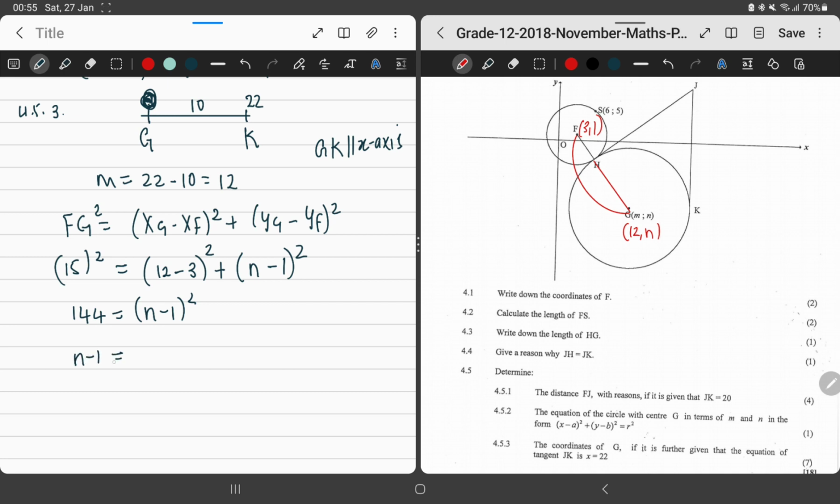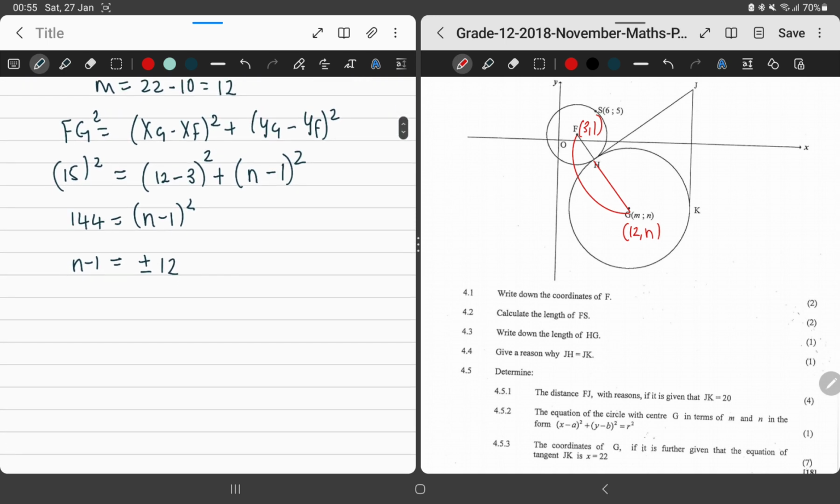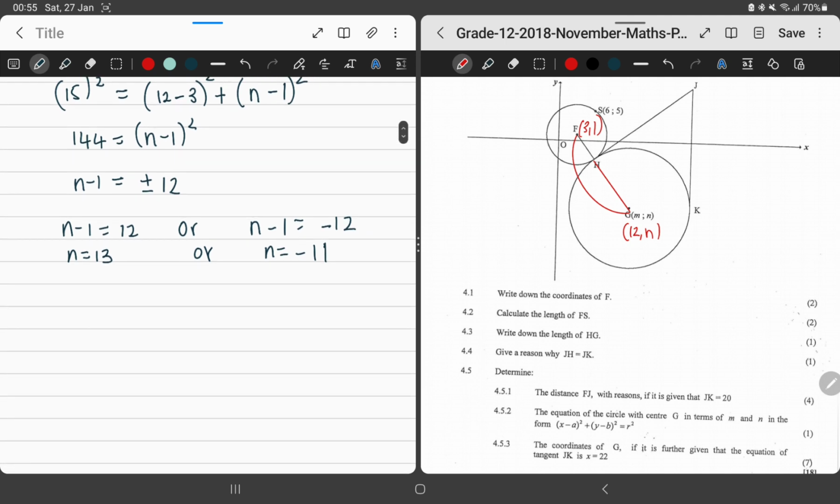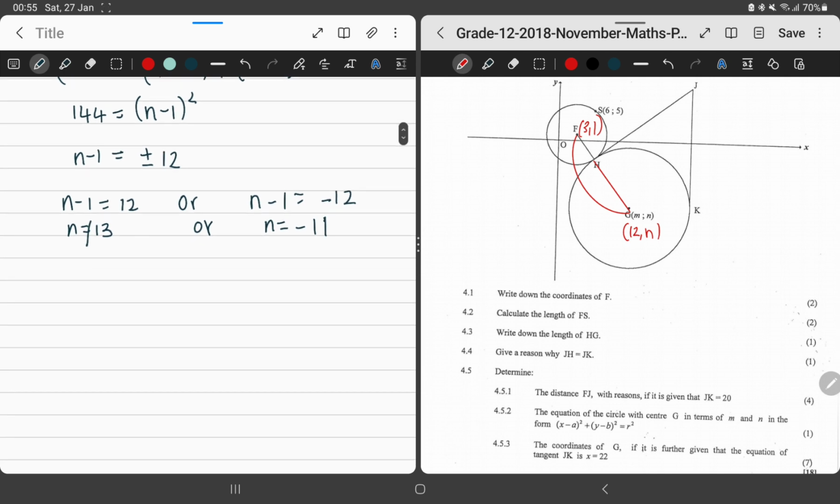So n minus 1 is equal to plus or minus 12. I just took the square root of both sides. n minus 1 is equal to 12, or n minus 1 is equal to negative 12. n is equal to 13, or n is equal to negative 11. The value of y in the fourth quadrant cannot be positive, so n must be equal to negative 11. The coordinates of G are (12; negative 11).